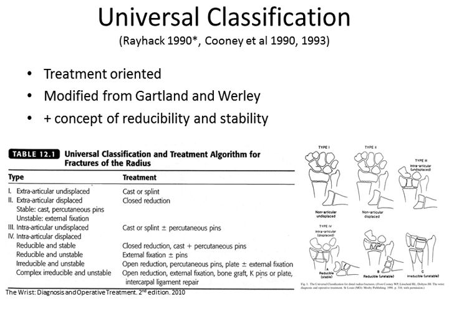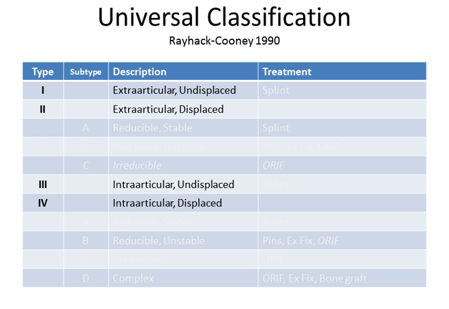This classification is treatment-oriented, and in many ways, people feel it's more practical because it tells you what you should do for different groups. This one is based on Gardner and Worley's, which I showed you just now in 1951. This classification also added the concept of fracture reducibility and stability.